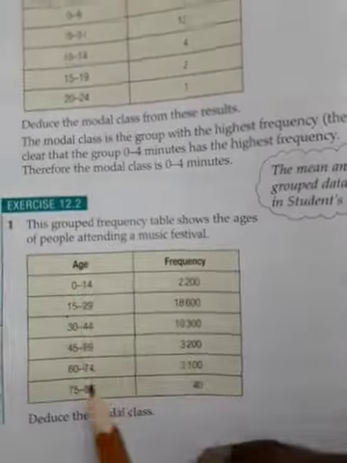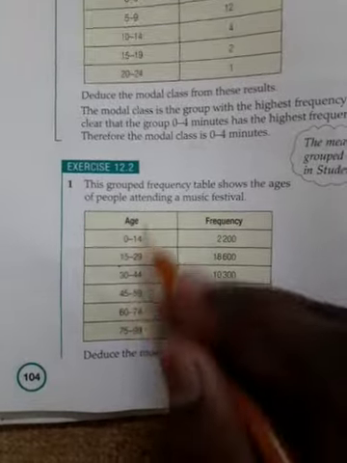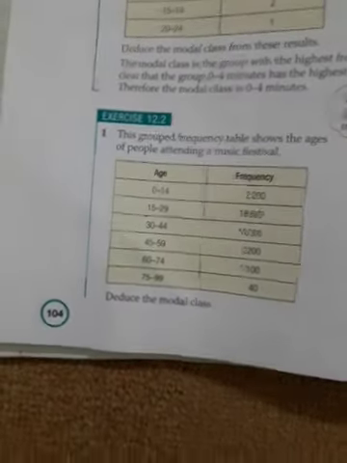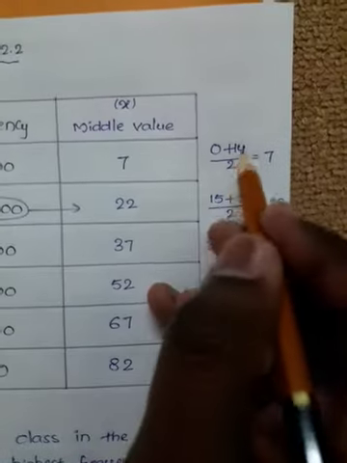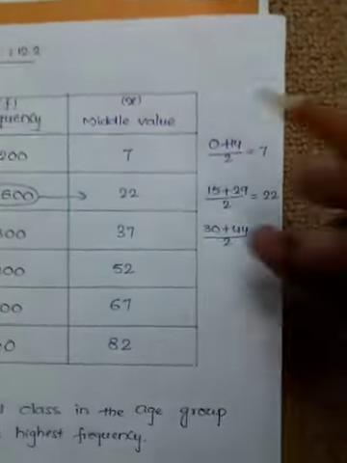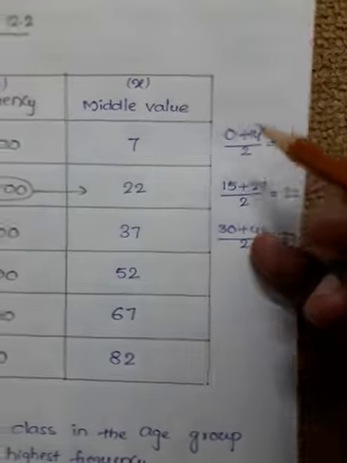This is the grouped frequency. Like here exactly we have one number, but here it is a grouped frequency. Whenever there is a grouped frequency, how to find the value? By using the concept of half. So 0 plus 14 divided by 2, like the median. 0 plus 14 is 14, 14 by 2 equals 7.